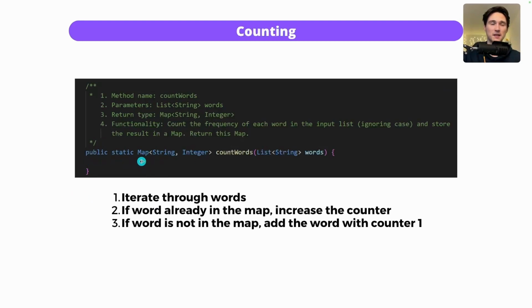So we have public static. You can do it static, you don't have to do it static. Map, string, integer, countWords. You can also use the developer console for that, doesn't really matter. And then you need to return the map itself.